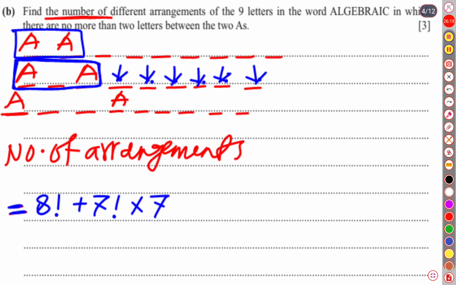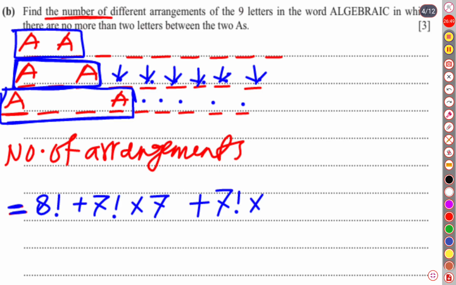Well, in the third possible case, this is the box. Now there are 7 remaining letters except the A's. So 7 factorial ways those letters can interchange their positions. And what about this box? How many times can this box change its position? Once, twice, thrice, 4 times, 5 times. So 5 plus 1, 6 times. This unit can change its position 6 times.